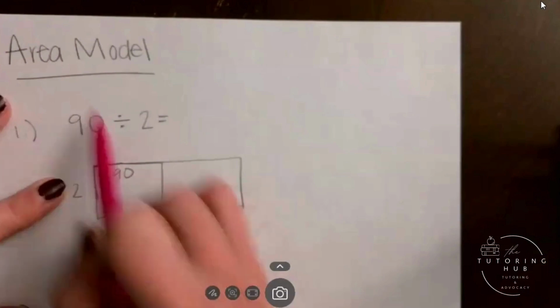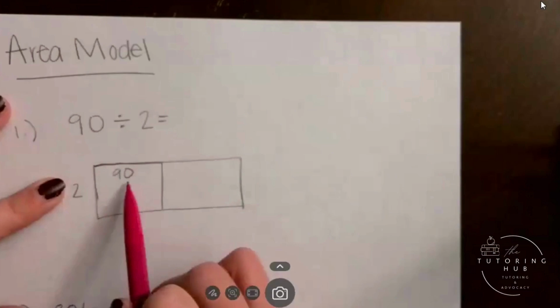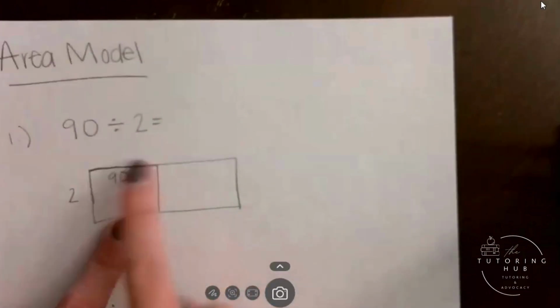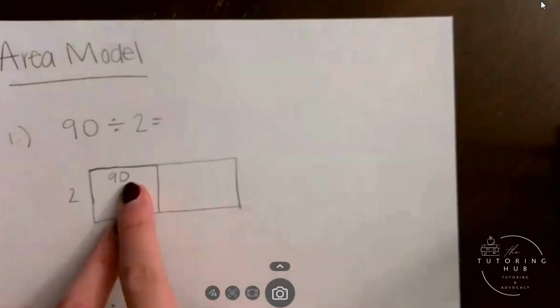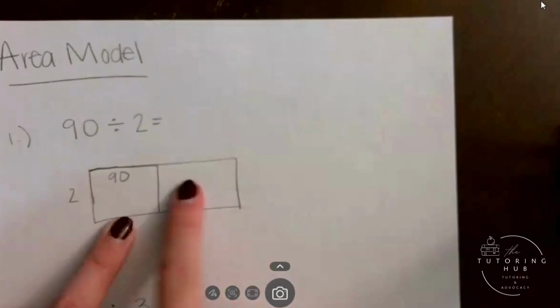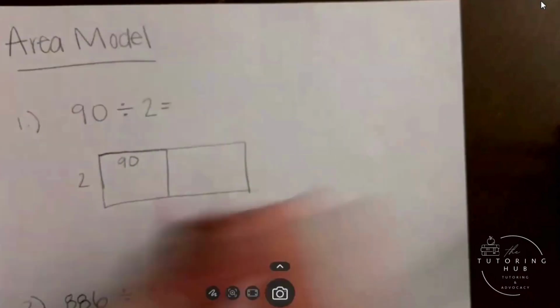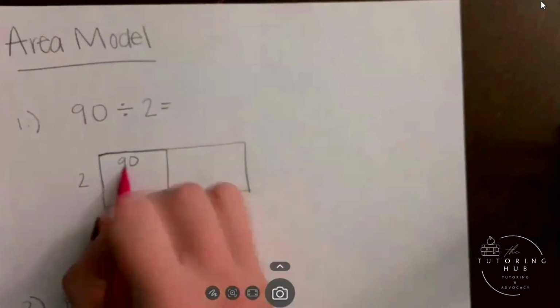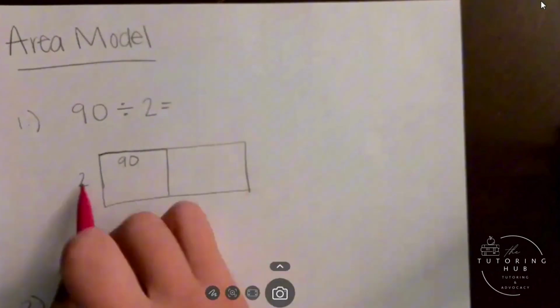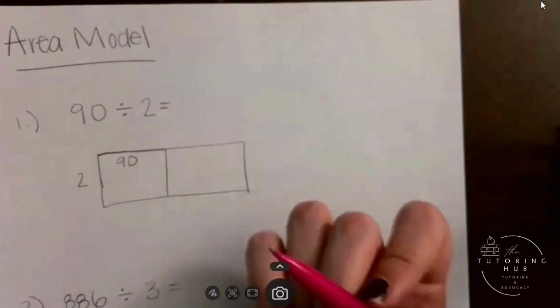So I'm going to start by writing my dividend right here in the first box. And I'm using 2 of these boxes side by side because I have 2 digits in my dividend. And then my 2 goes on the outside, and I don't need a second one because it's one number. Okay, so now I'm thinking to myself, 2 times what number gets me close to 90?